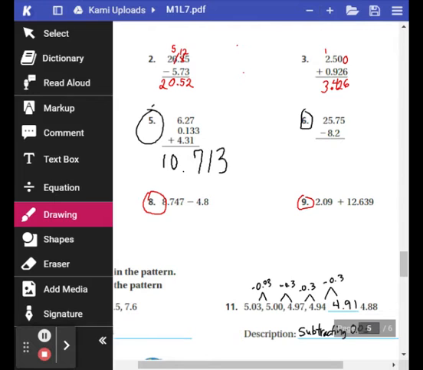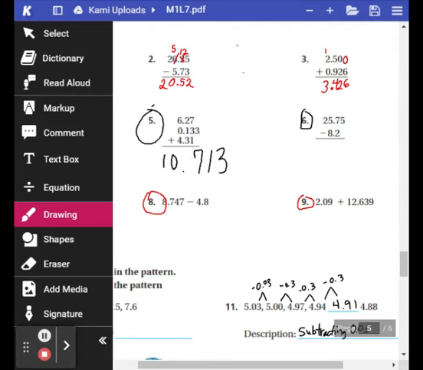I should just, there we go. 0 is my hero. So 5 minus 0 equals 5. 7 minus 2 equals 5. Bring down my decimal point. I can't take 8 out of 5, so I need to regroup that.